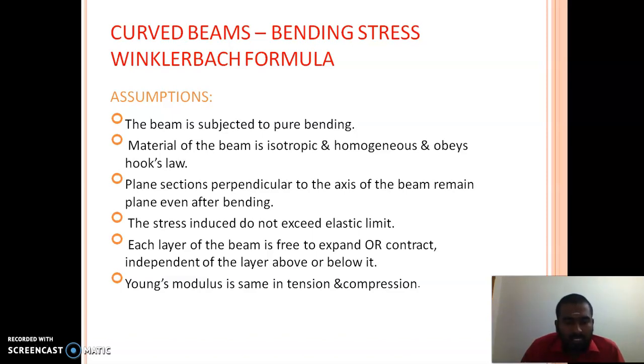Similarly, each layer will expand or contract independent of the layer above or below it, and for any type of material used in the curved beam, the Young's modulus is the same in both compression and tension. These are the basic assumptions we are making before going into the derivation. So let's see the derivation for bending stress in curved beams.